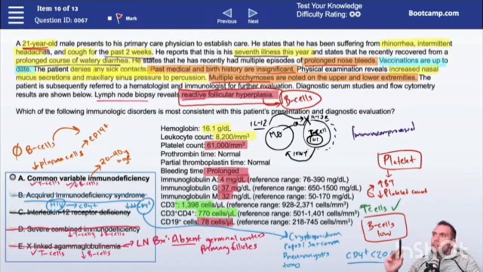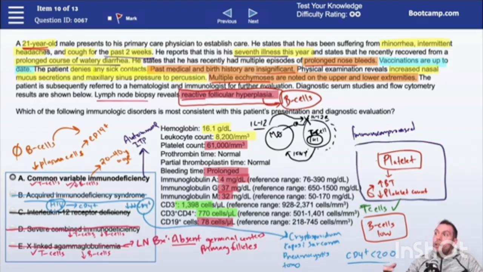Patient's platelets, the prolonged nosebleeds, the multiple ecchymoses. One major thing to remember when you're talking about common variable immunodeficiency is that this presents very frequently with autoimmune phenomena. Particularly, the big one is ITP, which is immune thrombocytopenic purpura. We talk about this a lot in the heme section, right? And that's exactly what's going on here, most likely, right?